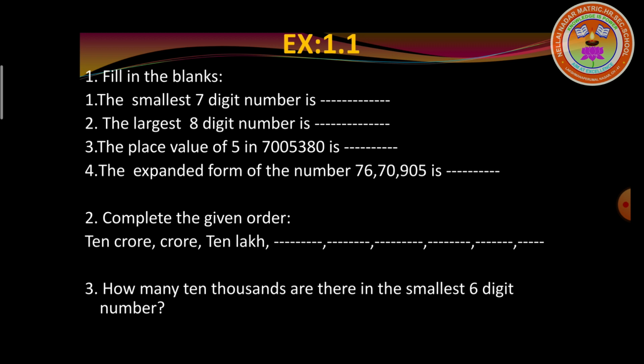Children, today's session is over. This is the exercise problem. I have given 3 problems. The first thing is fill-ups. Second one, you have to write down the order belonging to the Indian place value system. Then we have seen one example, no? Based on this, you have to do this problem. How many 10,000 are there in the smallest 6-digit number? Is it clear, children? The remaining things we will discuss in the next session.